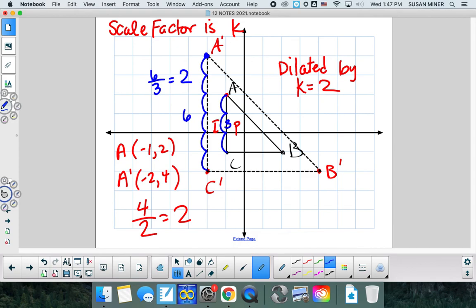And that's very important for our next lesson, that these side lengths we can figure out are proportional to our scale factor. So I can use coordinates to get me there, or I can use a side length to help me figure out what my scale factor was. And so this image has been dilated by a scale factor, a k factor of 2. And that's my rule.